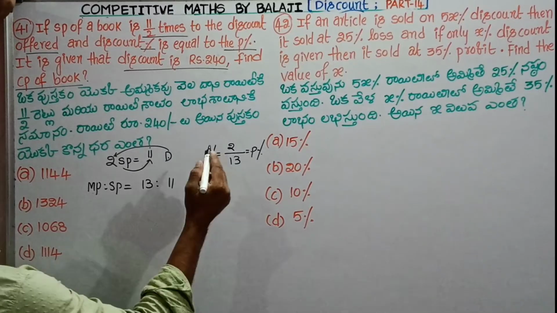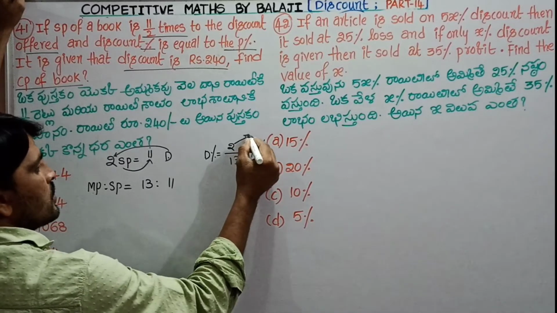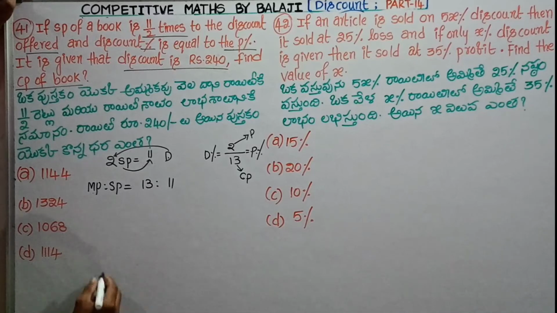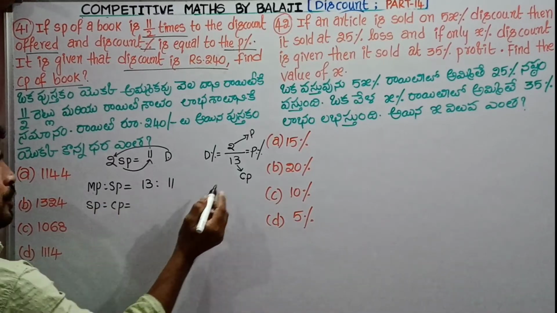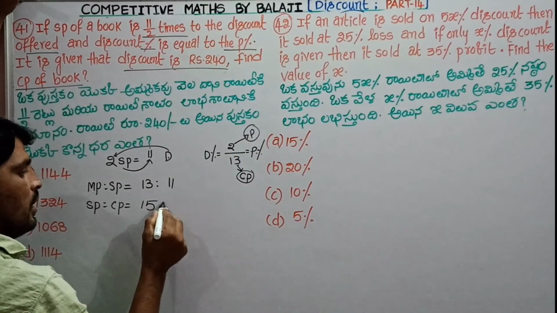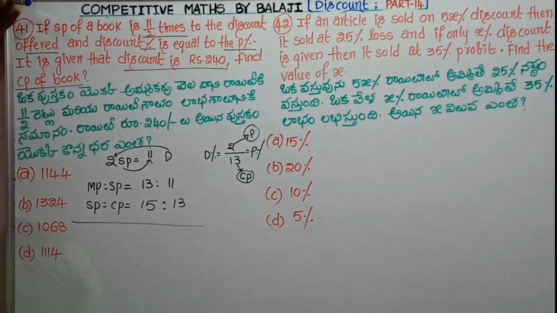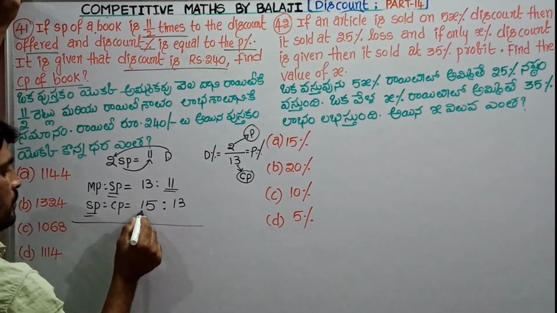Okay. So if 13 units are cost price, 2 units are profit, since profit or loss is always calculated on cost price. So consider the ratio of selling price to cost price here. Selling price is cost price plus profit: 13 plus 2, 15 units. And cost price is 13 units. But we are talking about only one book. So their selling price must be equal.